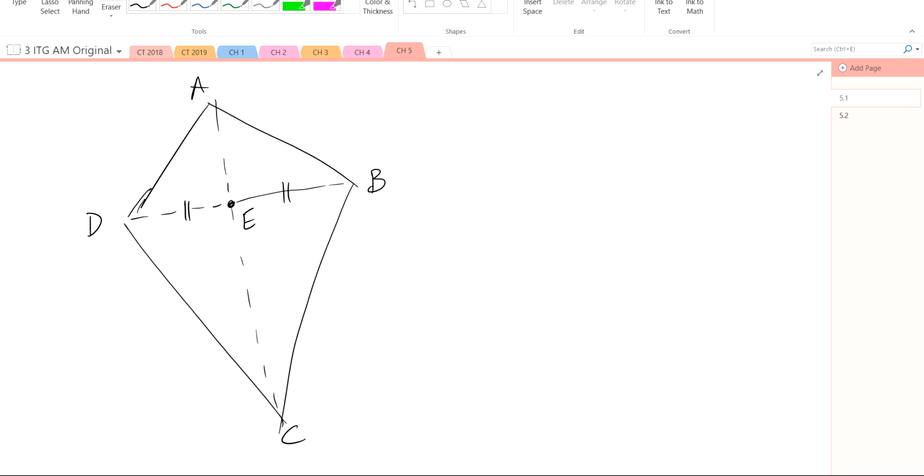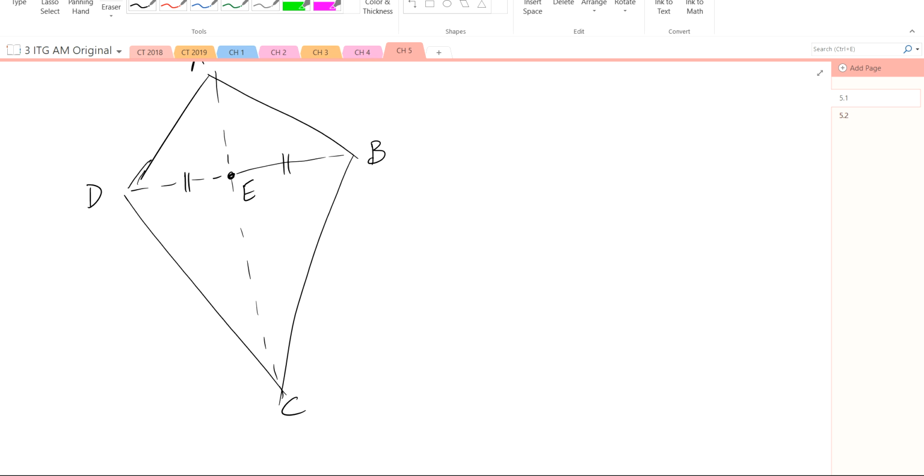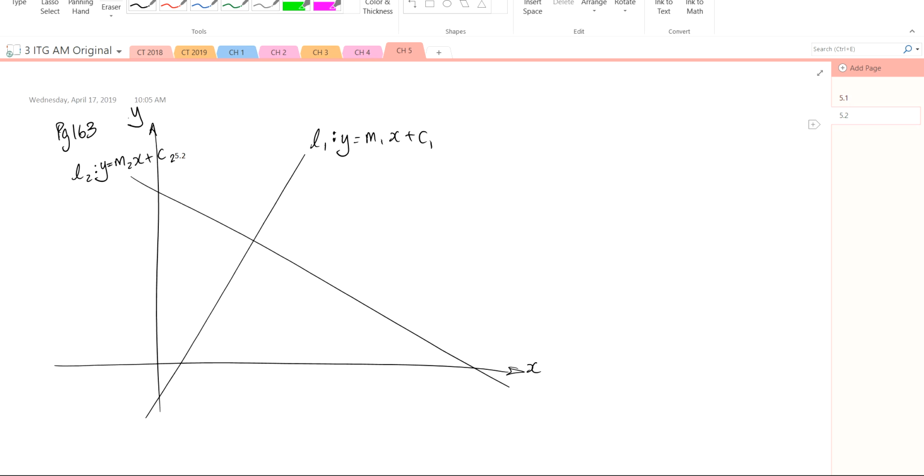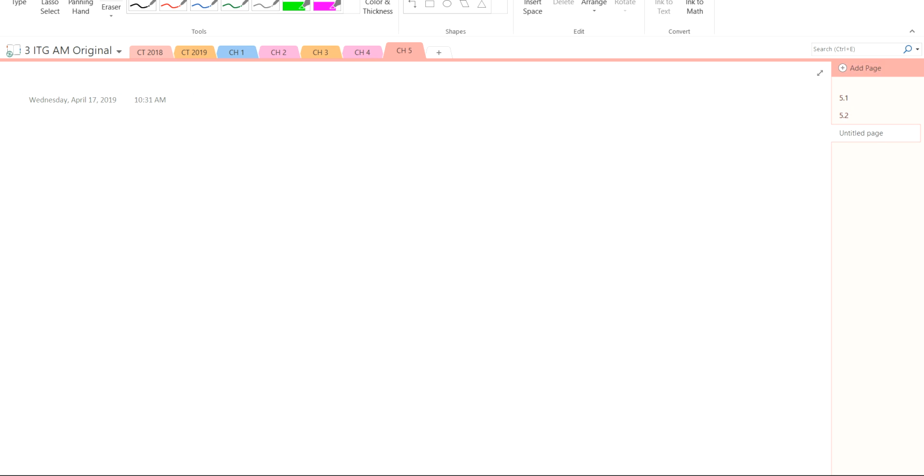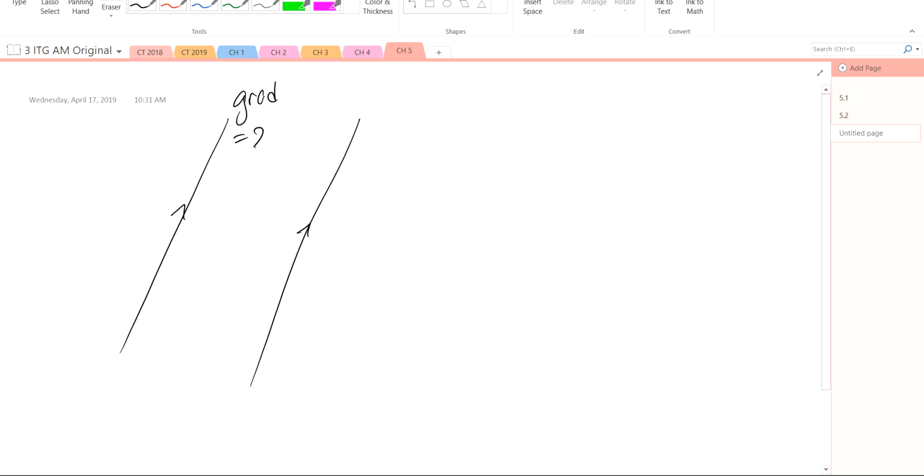Next, parallel and perpendicular lines. Oh, we are moving on to 5.2 already. Still coordinate geometry. Okay, recap. What can you tell me about the gradients of two parallel lines? If this gradient equals 2, what is this gradient? Okay, so half of 5.2 is finished already. Parallel lines. Okay?